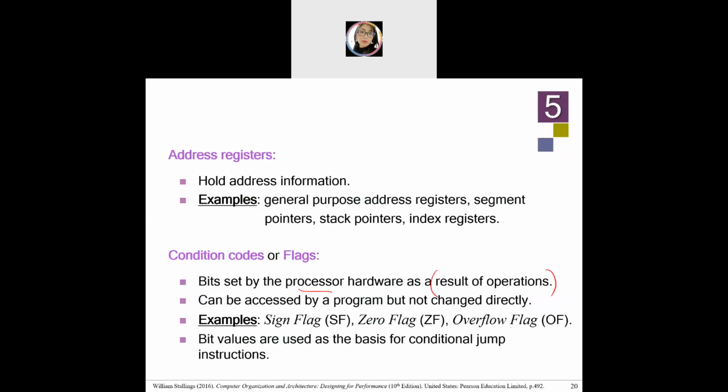So there will be several meanings. Sign flag is for what? Zero flag is for what? Overflow is for what? You're going to have only 0, like ZF, or might be a 1. So there will be a meaning for each of the flags. It can be accessed by a program but not changed directly. Example of this, and the bit value is used as a basis of the conditional jump instruction.